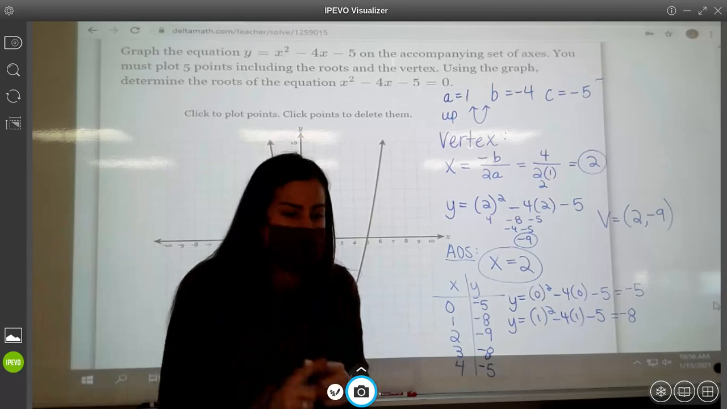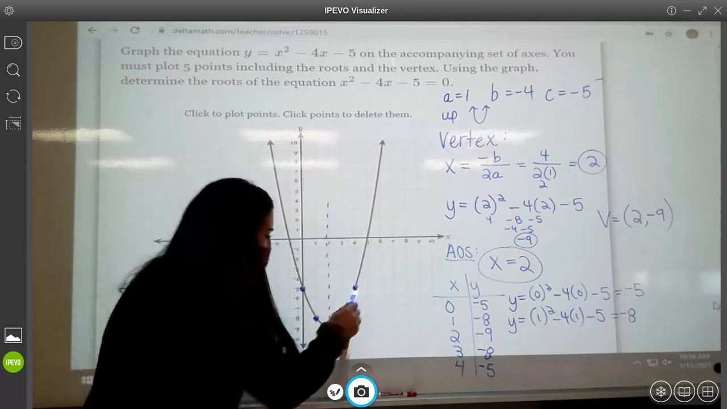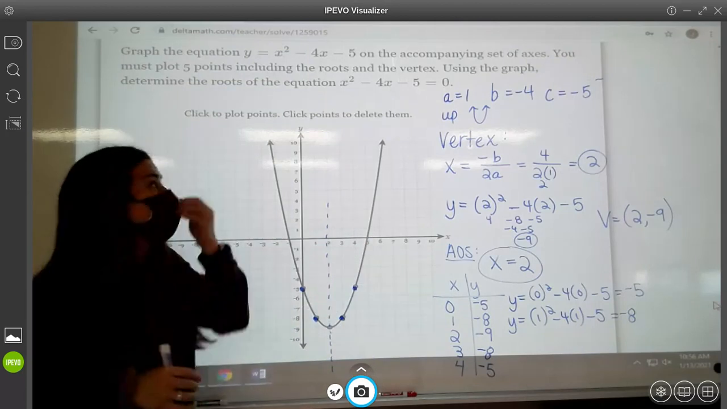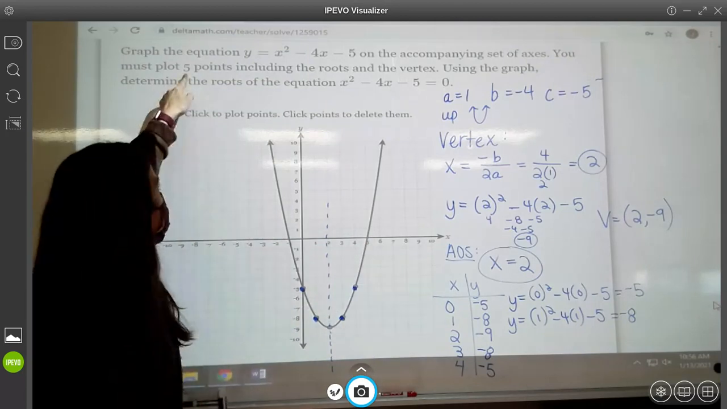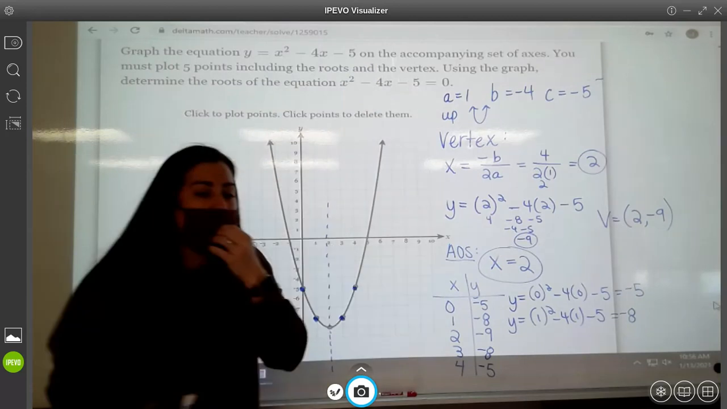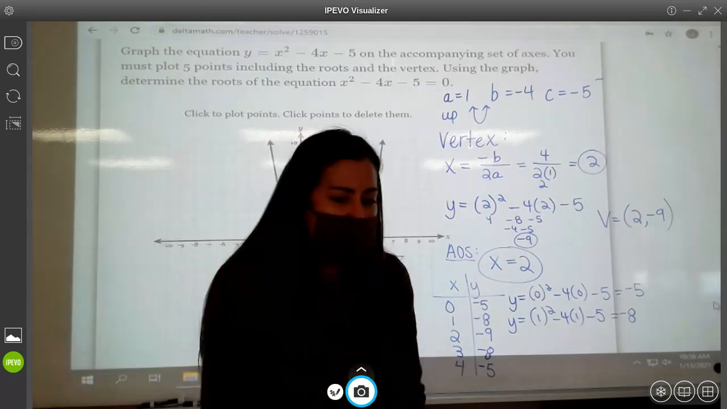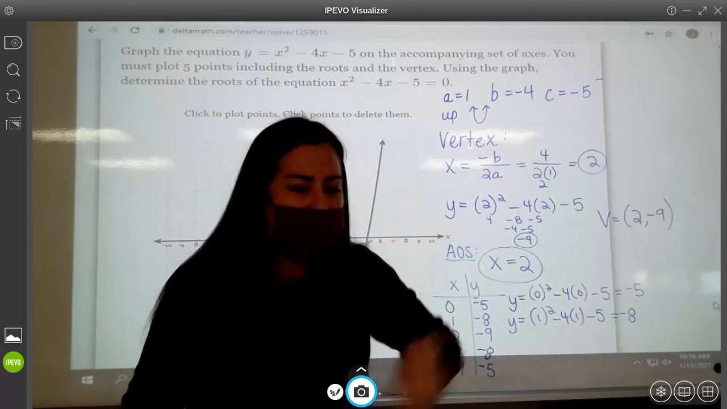The problem is, out of our 5 dots, I didn't include my roots, my x-intercepts. And it clearly said, plot 5 points, including the roots and the vertex. So unfortunately, if you were to submit this question, yes, your graph is correct. It's going to mark you wrong. It's going to give you a red X and not a green check.